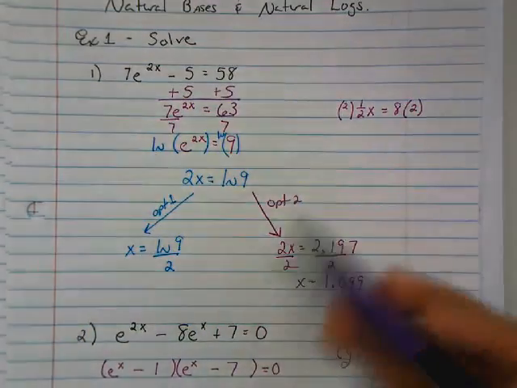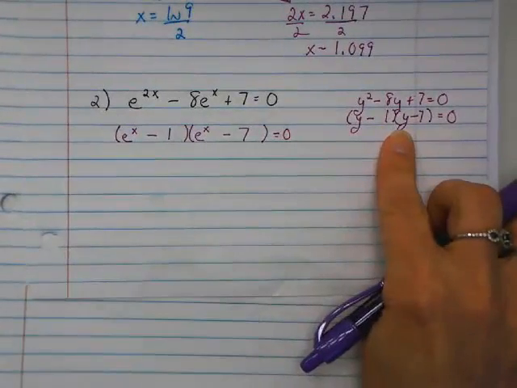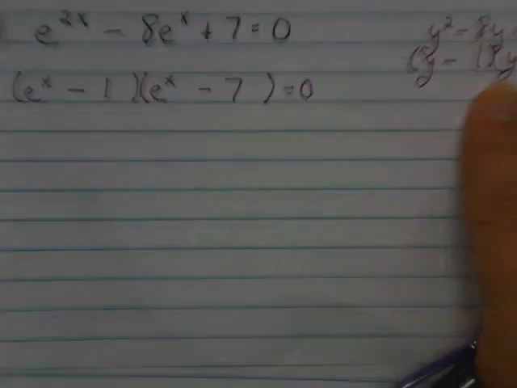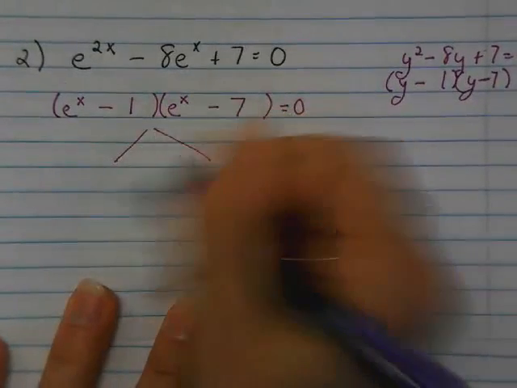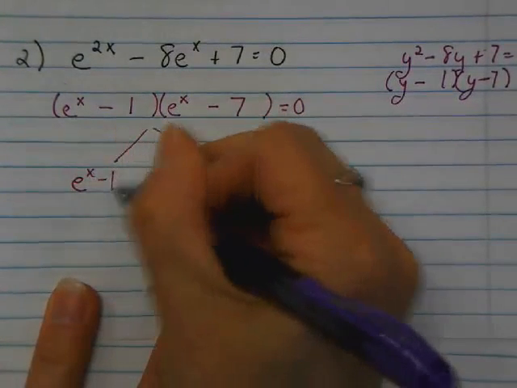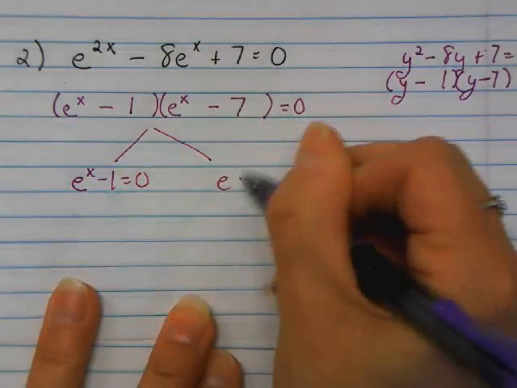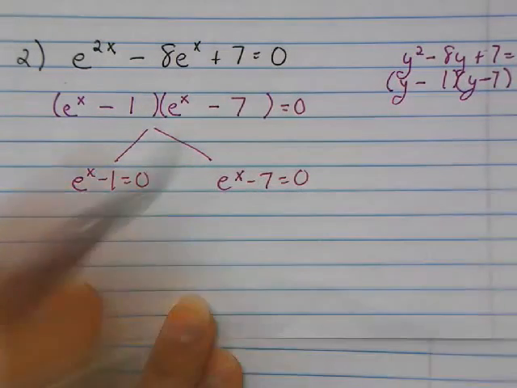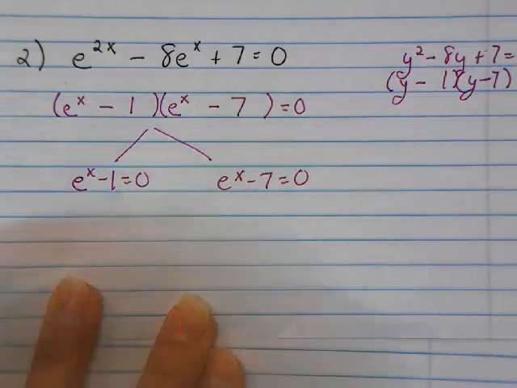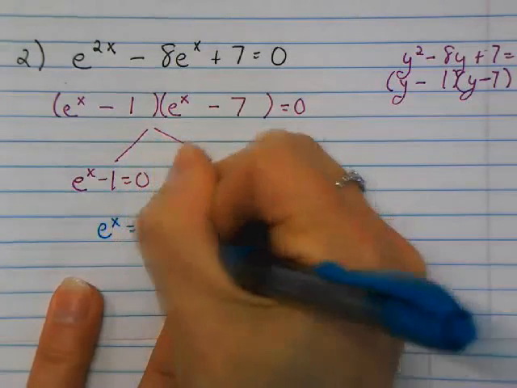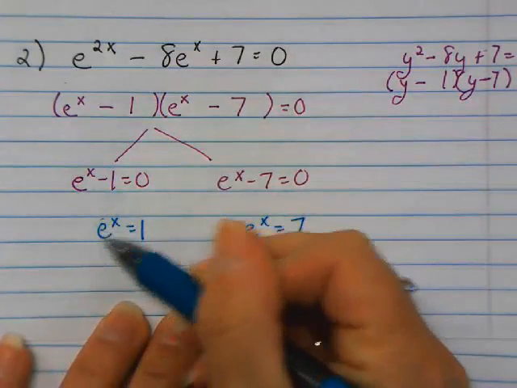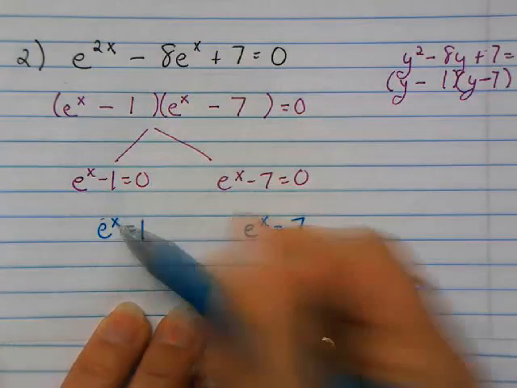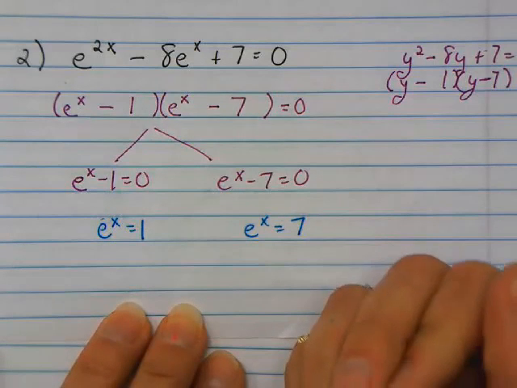Alrighty. Now what do you do at this point after you've factored? You would go ahead and set both factors equal to 0. So let's go ahead and do that down here. So I have e to the x minus 1 equals 0, and e to the x minus 7 equals 0. So I have e to the x equals 1, or e to the x equals 7. Now again, how are you going to get rid of that natural base to pull this down? What's the inverse function of a natural base? A natural log.